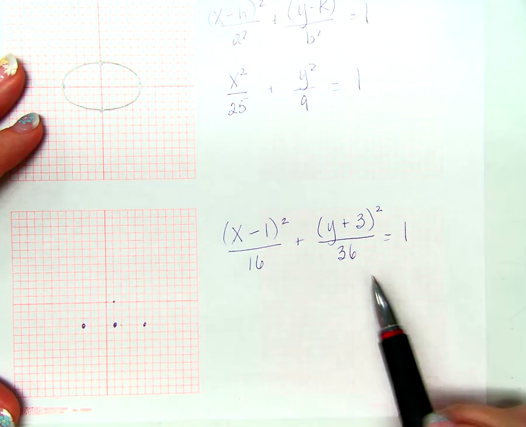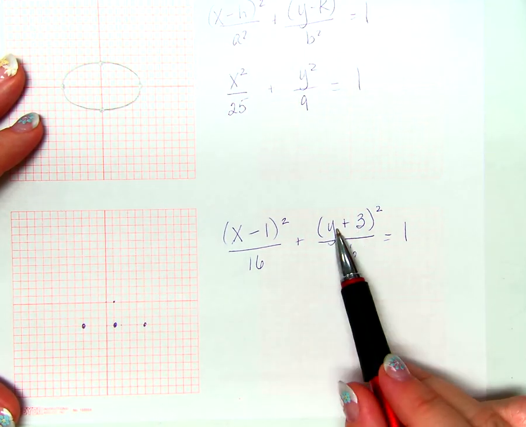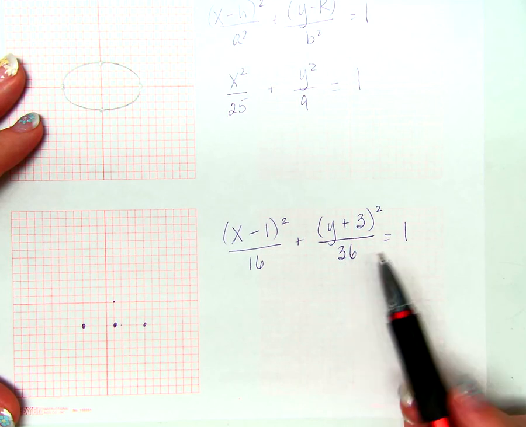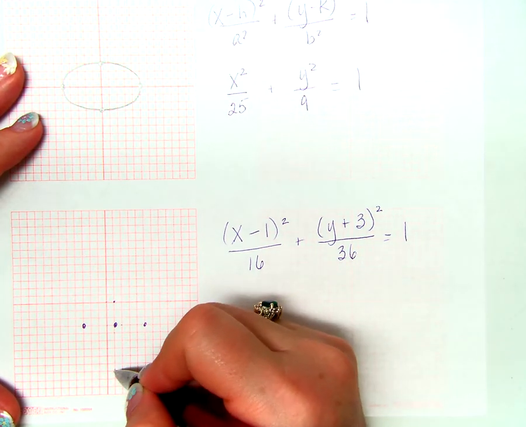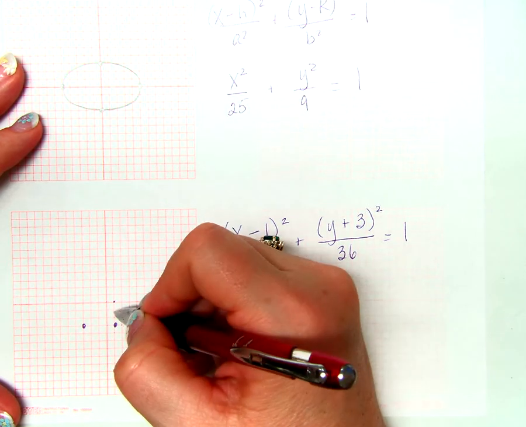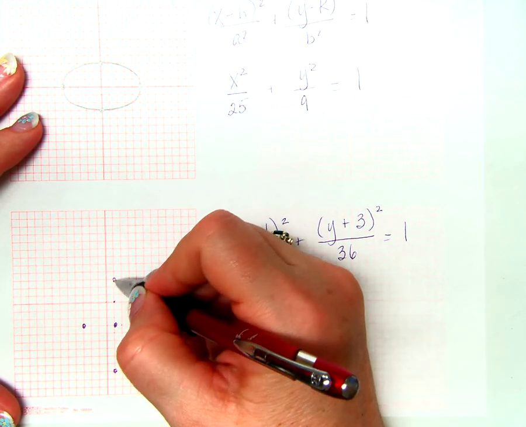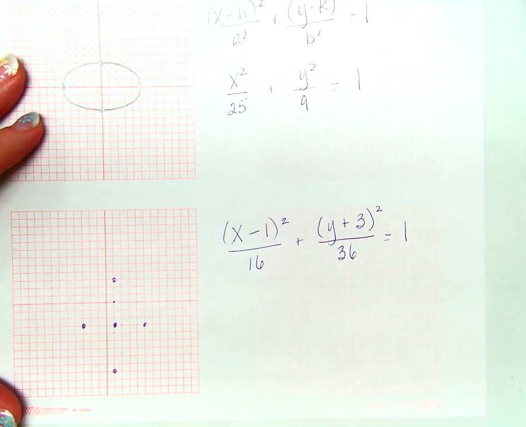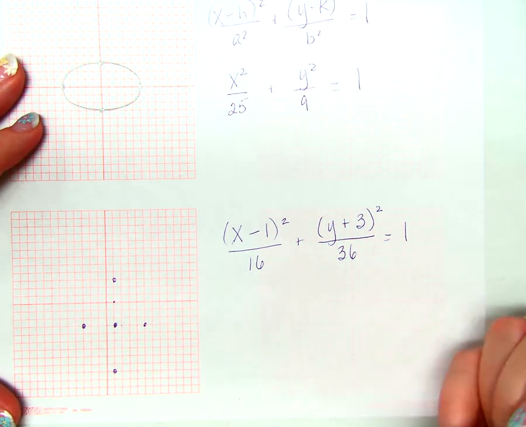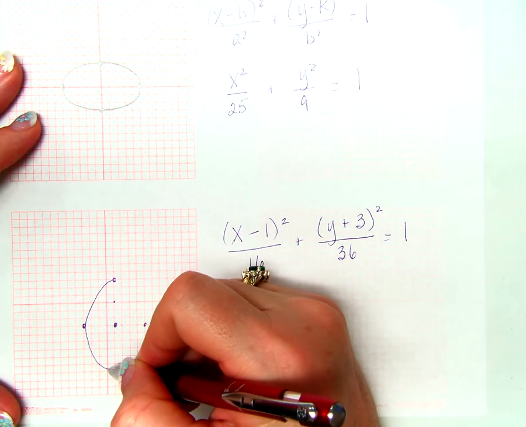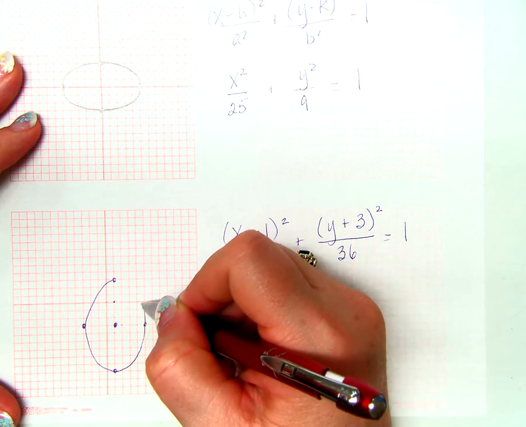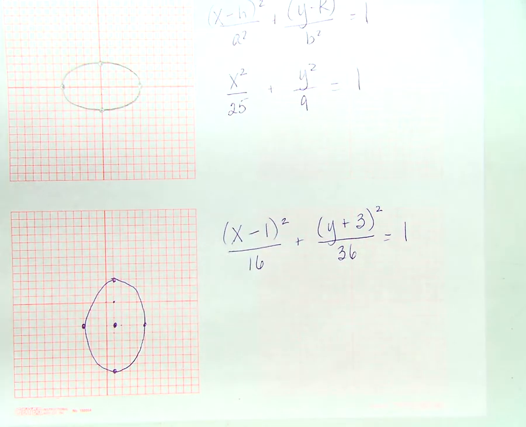Now, how far are we going to go in the y direction, or vertically? 6. 1, 2, 3, 4, 5, 6 here, and 1, 2, 3, 4, 5, 6 here. Do you see how that gets us the shape of our ellipse? All we have left to do is do our best to make a roundish, ellipse-ish shape.